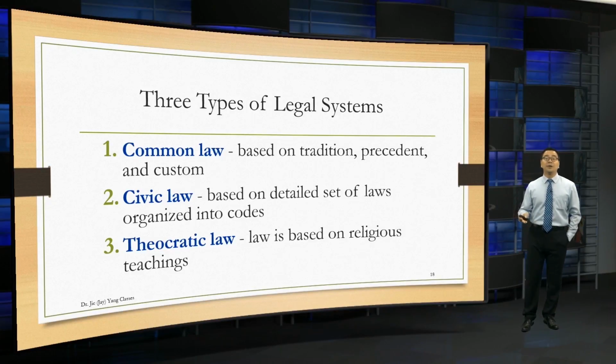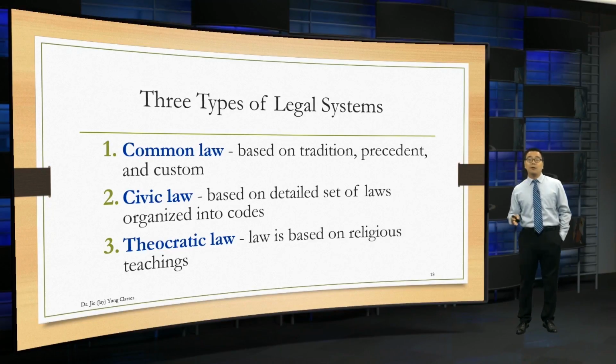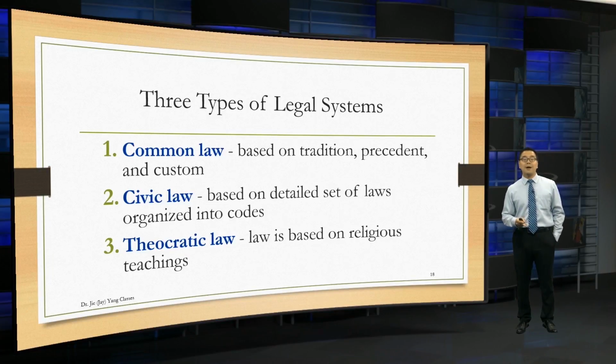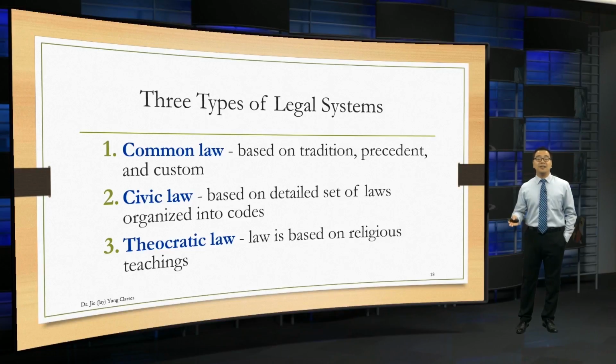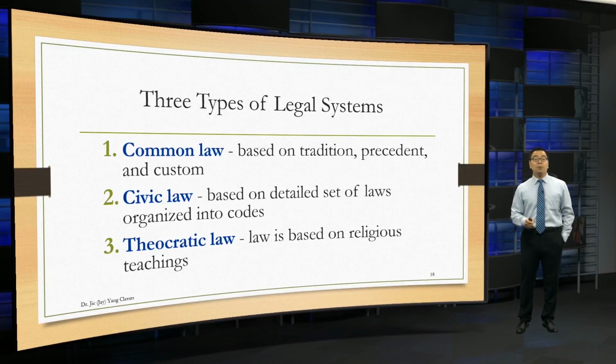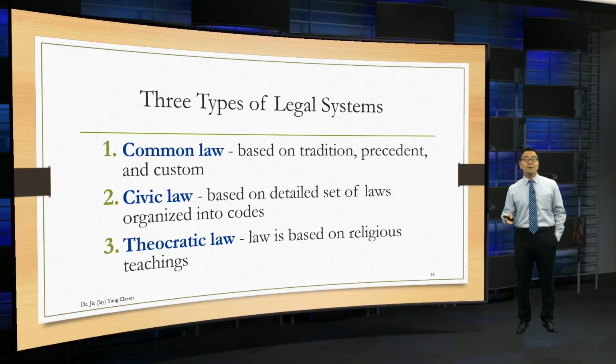There are three major legal systems in the world. The common law system is based on tradition, precedent, and customs. Judges in the common law system have the power to interpret the law so that it applies to the unique circumstances of an individual case. In turn, each new interpretation sets a precedent that may be followed in future cases. From this point of view, it gives a common law system a degree of flexibility.